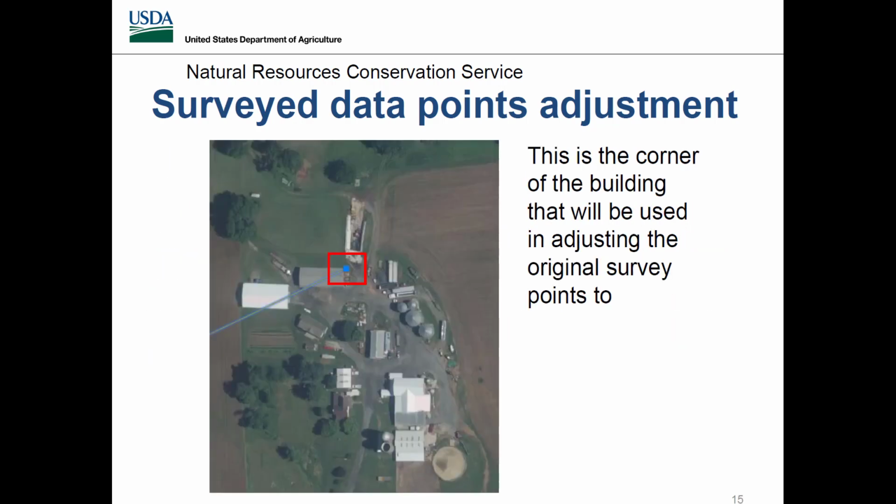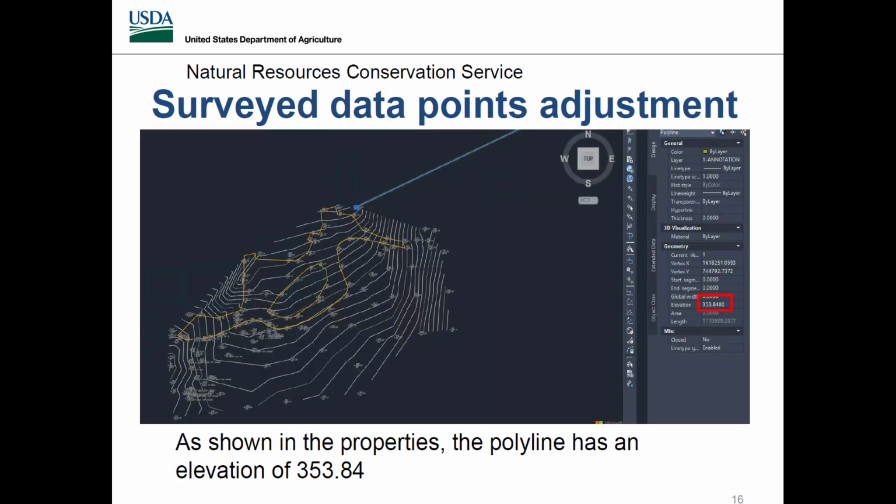So this is the corner of the building that will be used in adjusting the original survey points. So we know that elevation. We know that shot that we took. As you can see here, this is the building corner, and as shown in the properties, the polyline has an elevation of 353.84. Now, if you select that polyline and it has a 0 elevation, you want to make sure that you change that elevation to the correct elevation of that point. Or changing that osnapz to 1 will allow you to move these points and not change the elevation.